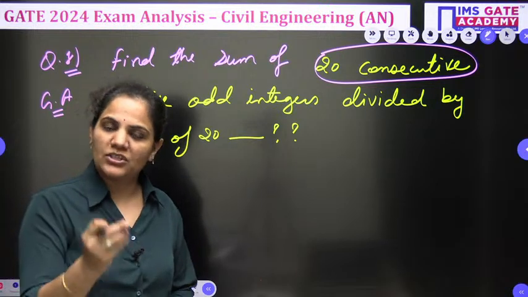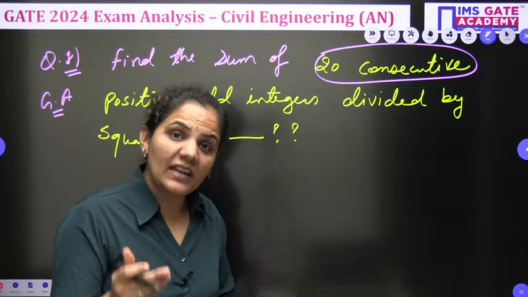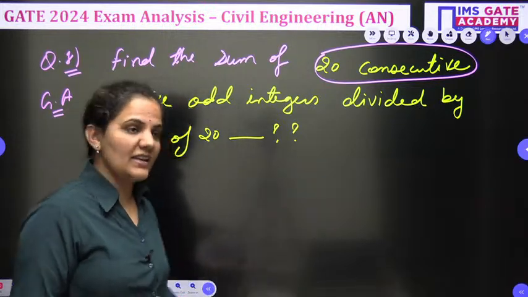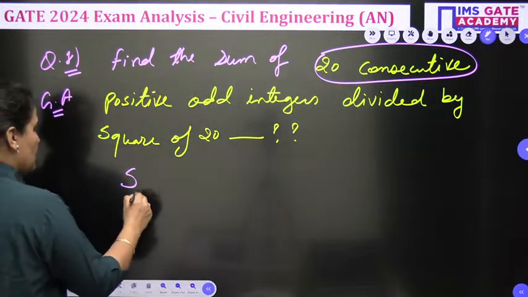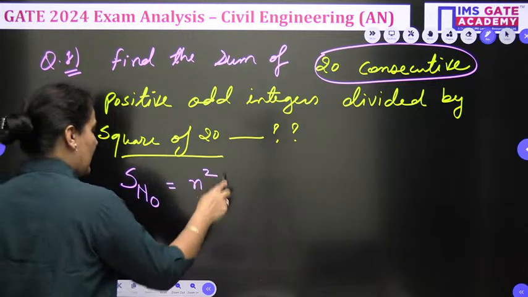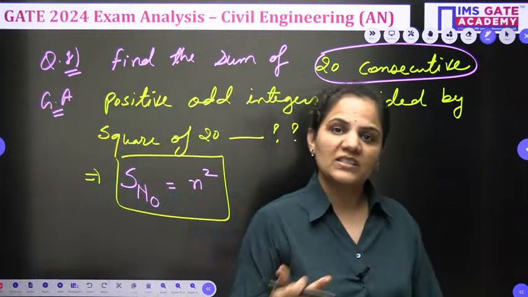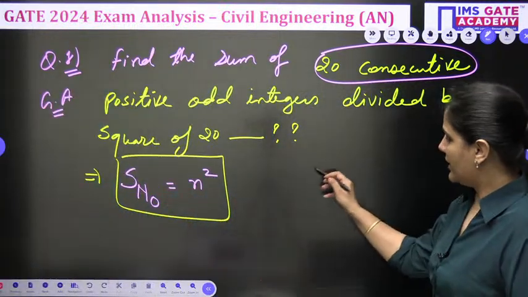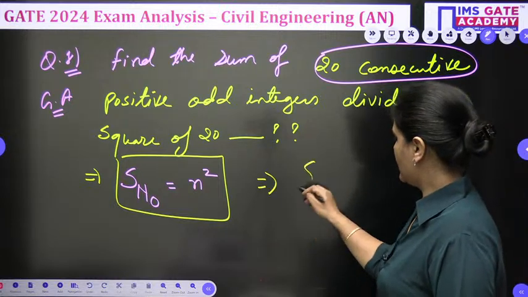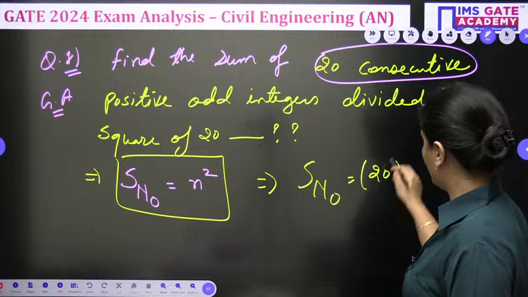One very simple short trick you can apply: the sum of the first n odd natural numbers is nothing but n square. So directly I will go for the sum of the first n odd natural numbers, that is n square. I can find out the sum of these first 20 consecutive odd terms. You can put 20 at the place of n. We can go with 20 square.